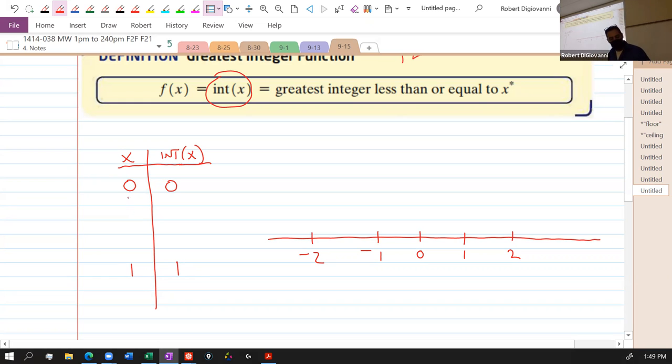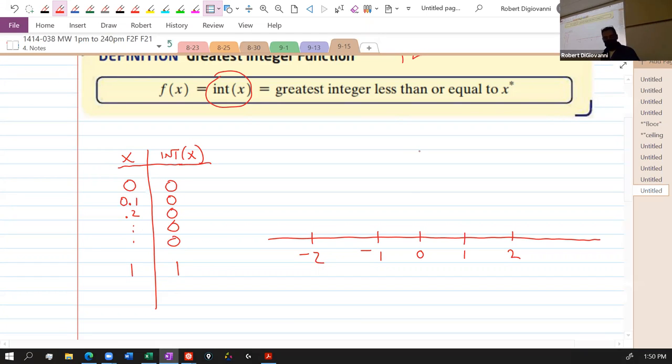So let's try not 0. Let's go 0.1. What would be the greatest integer less than or equal to 0.1? 0, right? Because 0.1 is on the number line right here. What's the greatest integer less than or equal to that? Well, that's this number. So it's going to spit out 0. What if I put in 0.2? 0. 0.3, 0.4, okay? And it's going to be that for every number I plug in until I get to one. And remember, I can plug in an infinite number of numbers, but it's going to be zero the whole time, right?